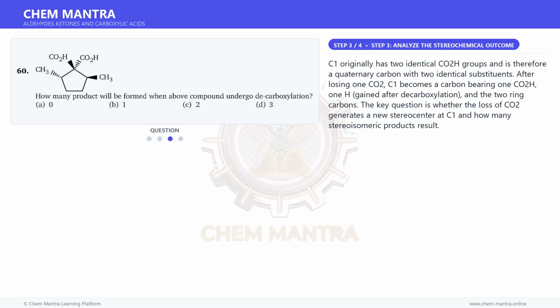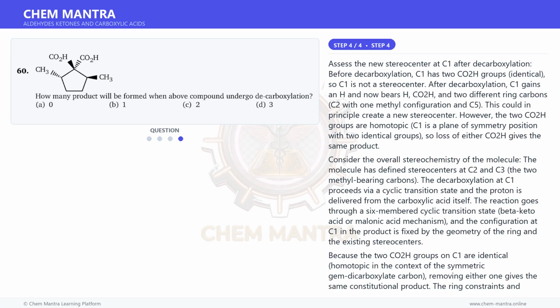C1 originally has two identical CO2H groups and is therefore a quaternary carbon with two identical substituents. After losing one CO2, C1 becomes a carbon bearing one CO2H, an H gained after decarboxylation, and the two ring carbons. The key question is whether the loss of CO2 generates a new stereocenter at C1 and how many stereoisomeric products result. And for the final step, assess the new stereocenter at C1 after decarboxylation.